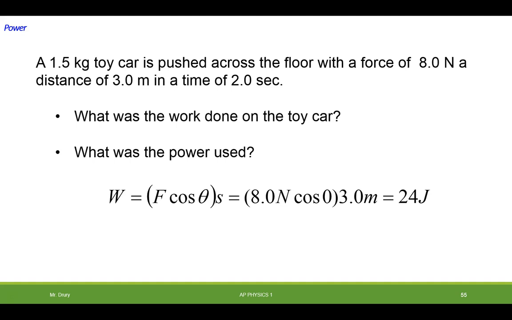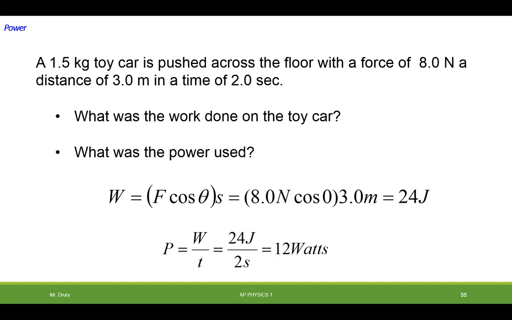To figure out the work, you just do work is equal to force times distance. And since the force was in the direction of motion, we just have a cosine of 0 degrees, which is 1. So it's 8 times 1 times 3, or 24 Newton meters, or 24 joules. So that's how much work was done.